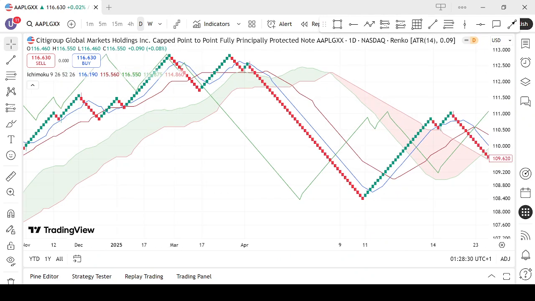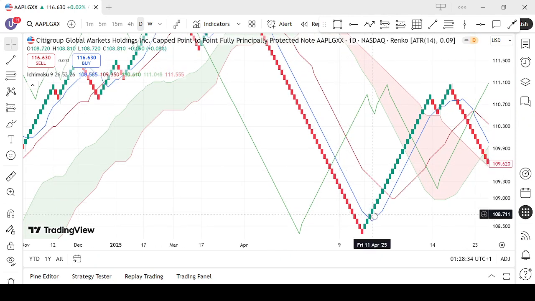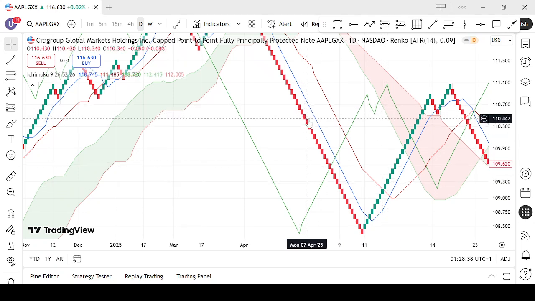As you can see, when price moves up, a new brick is formed. When price moves down, a new brick is formed as well.